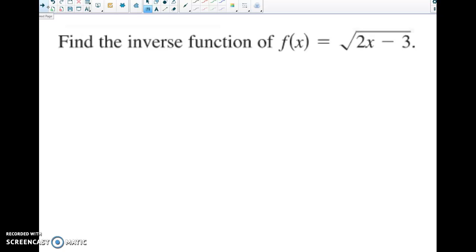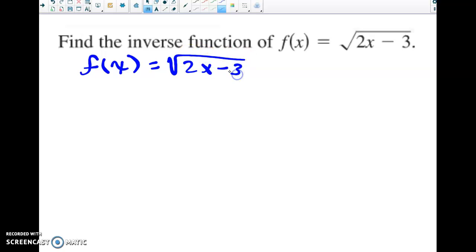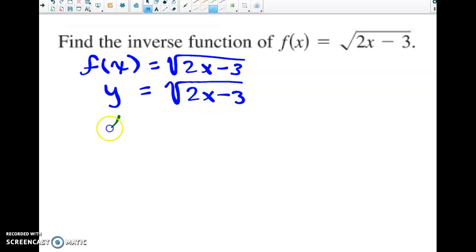All right, now let's take a look at this one. Now we have the square root function. So we're going to find the inverse of f of x. So our f of x equals the square root of 2x minus 3. Rewrite f of x as y. Replace x and y.